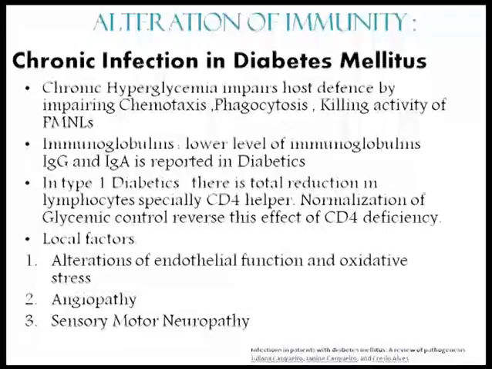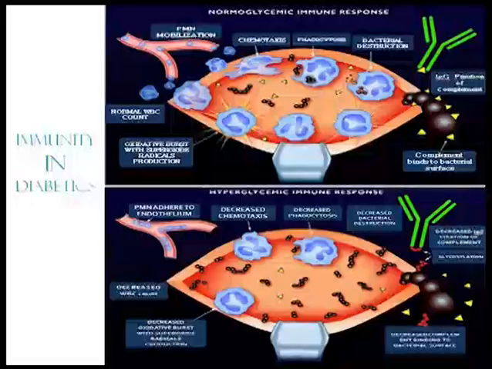In type 1 diabetes, the helper CD4 cells are very much deficient, which is reversible when you restore glycemic control. This very well proves that hyperglycemia is definitely contributing to suppress the immune response, which favors infections. Of course, the alterations in the endothelial functions, angiopathy and sensory motor neuropathy are also contributing.